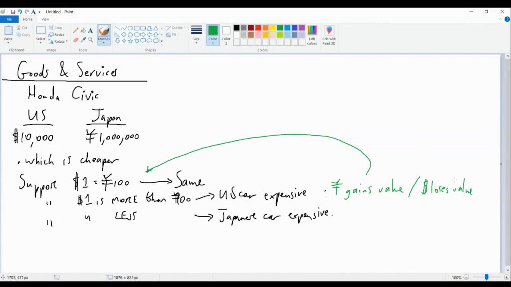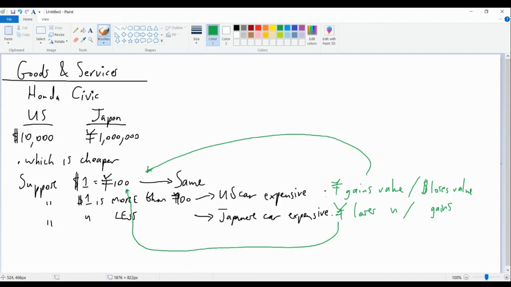Similarly, if we're in this other situation, the Japanese car is expensive, we wouldn't want to buy as much yen, which means that it would lose value, or the dollar gains value. Of course, what that means also is that this change is taking us back towards that situation.